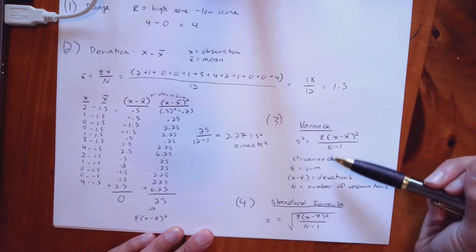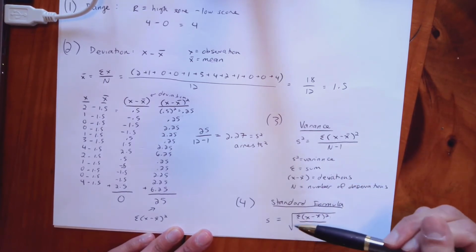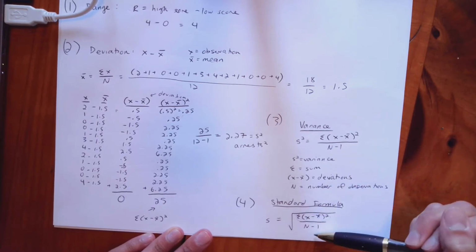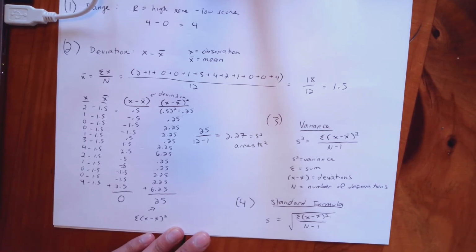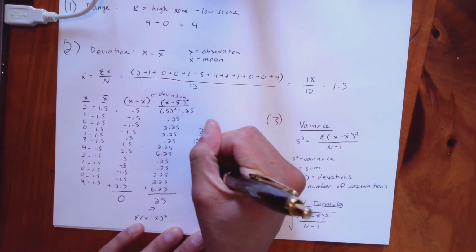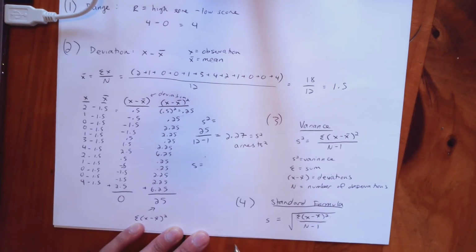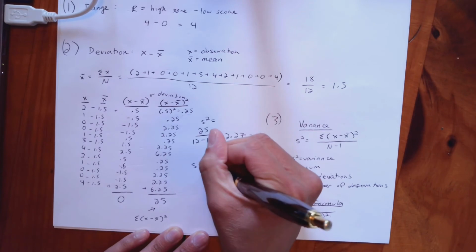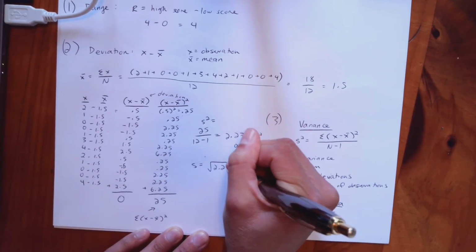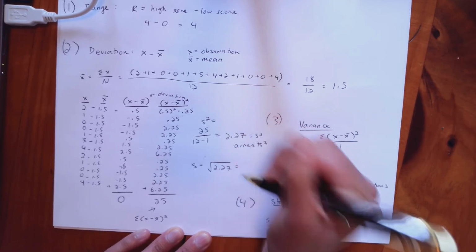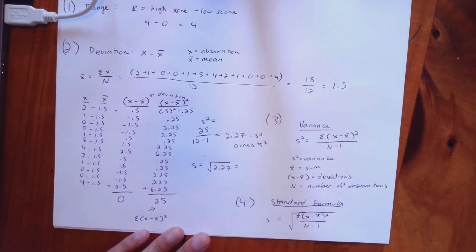So again, everything under this square root is the same as the equation for variance. So to find the standard deviation, we're just going to take the square root of the number that we already found for the variance. So our variance here was equal to 2.27. So in order to find our standard deviation, and let's make sure you can see this is s squared for this one, we're going to plug in our variance under the square root sign, take the square root of it, and we'll have our standard deviation.